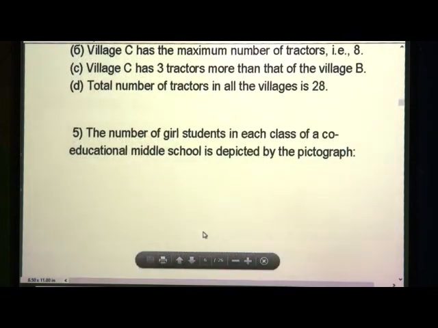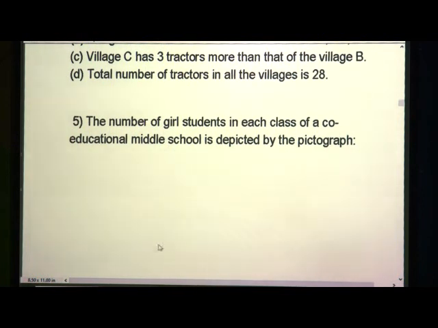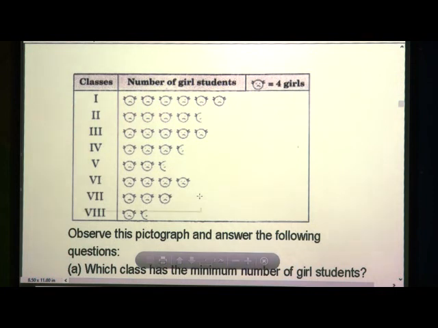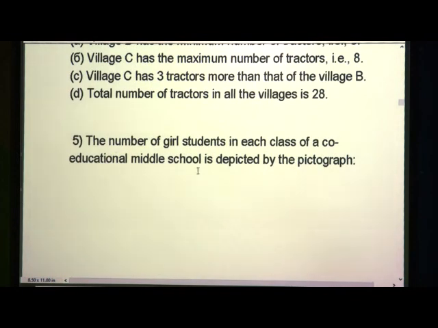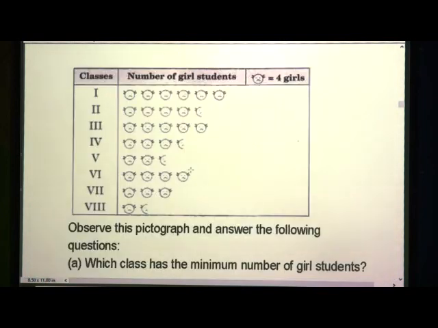The number of girl students in each class of a co-educational middle school is depicted by the pictograph. Now you can observe this pictograph shown for the number of girl students in each class. One image of a girl indicates 4 girls. For the first class, it means 1, 2, 3, 4, 5, 6. We need to multiply this 6 by 4 because each image indicates 4 girls.